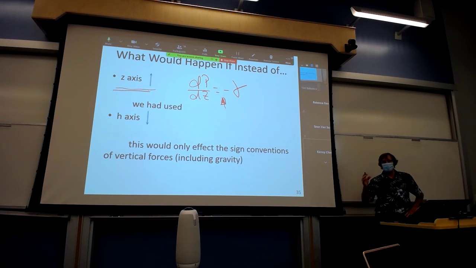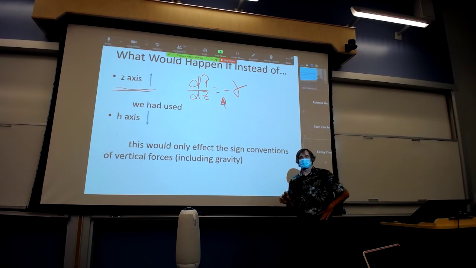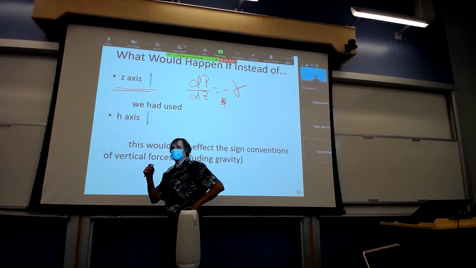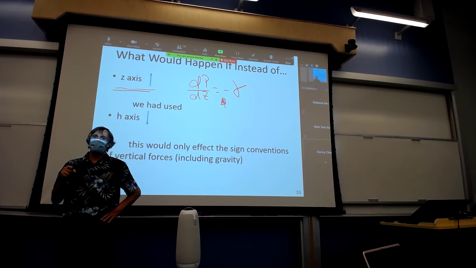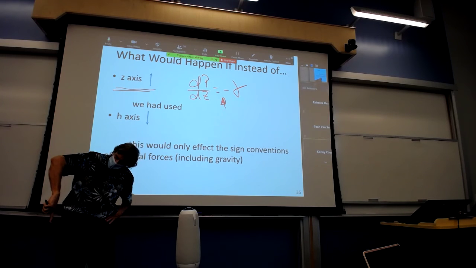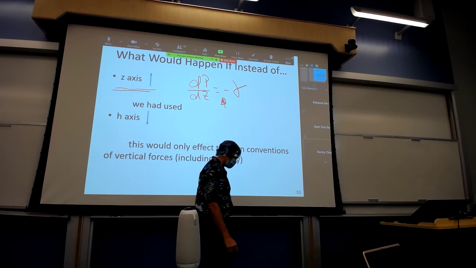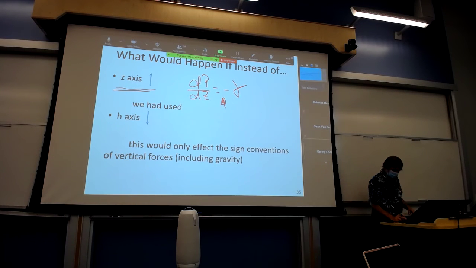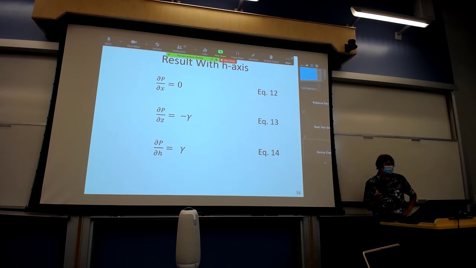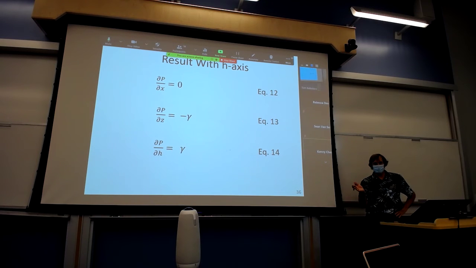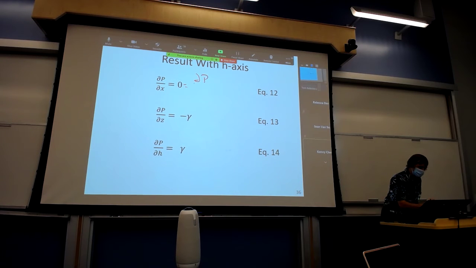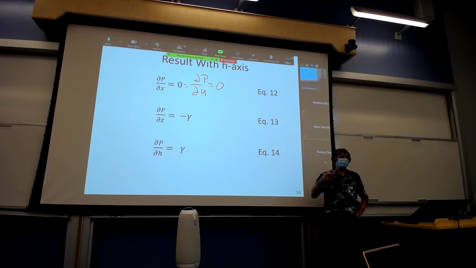So what if we went through the entire derivation, and instead of using x, y, z, we used x, y, h. And now h was positive downwards. That's the only difference. H is positive downwards. And if you had done that, what you would have found is the exact same equations in the horizontal. dp/dx is equal to dp/dy is equal to 0. Because again, gravity is only aligned with the z and now the h-axis.